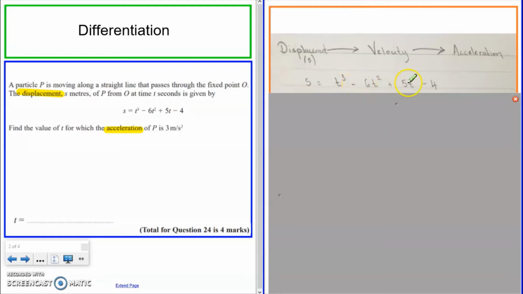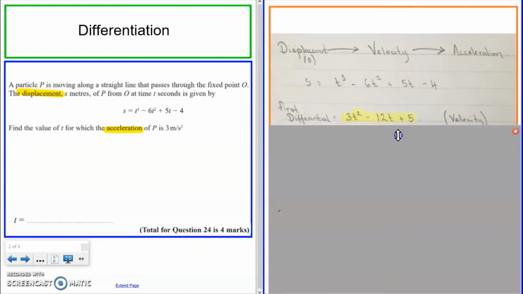So this is my displacement that I'm given in the question, and I differentiate it to find the first differential, which is velocity. Remember how we differentiate? You bring the index number down in front, which gives me 3t, and then you reduce the index number by 1, which is why I'm left with the term 3t squared. For here, I take the index number, bring it down in front, multiply it with the -6, and then reduce the index number by 1, leaving me with -12t.